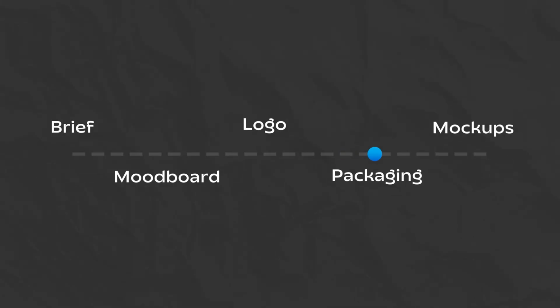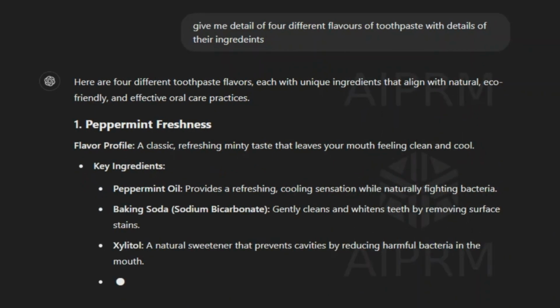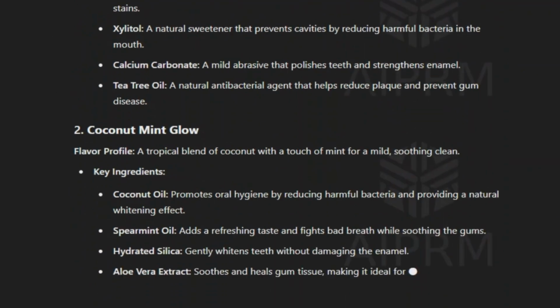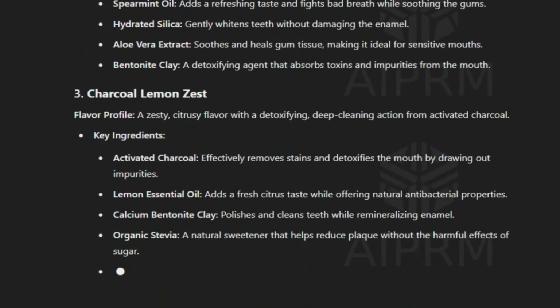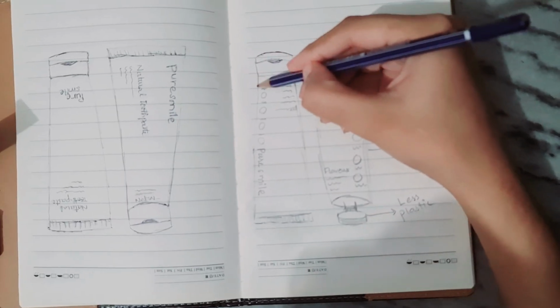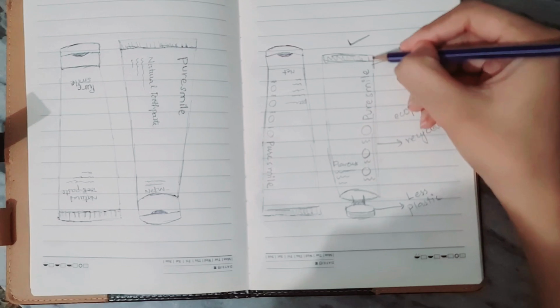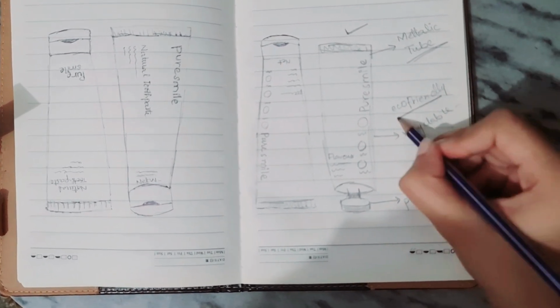Moving on to packaging, here again I am using ChatGPT to generate 4 different flavors of toothpaste along with complete ingredient details. What are your thoughts about using ChatGPT for help in passion projects? Before getting into Illustrator, I like to draw a rough outline of what my packaging is going to look like and where the details will go. This step really makes the process easier.